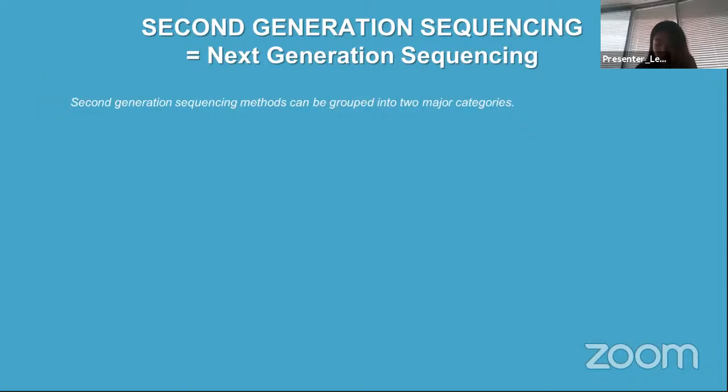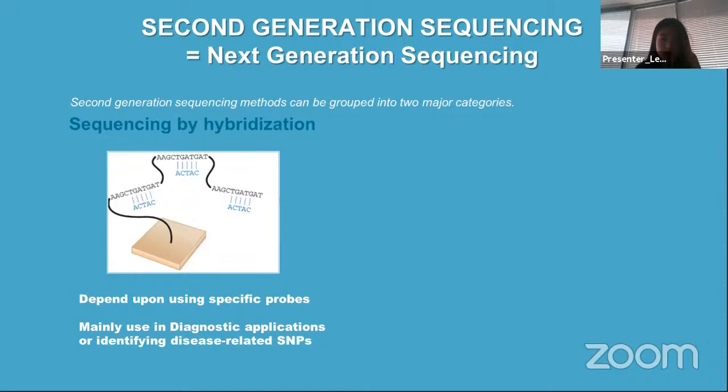Second generation sequencing methods can be grouped into two major categories. Sequencing by hybridization uses an array of DNA oligonucleotides of known sequence on filters that are hybridized to labeled fragments of the DNA to be sequenced, and then the unwanted non-hybridized DNA is washed away. It depends upon using specific probes to interrogate sequences, so it is mainly used in diagnostic applications or identifying disease-related SNPs.